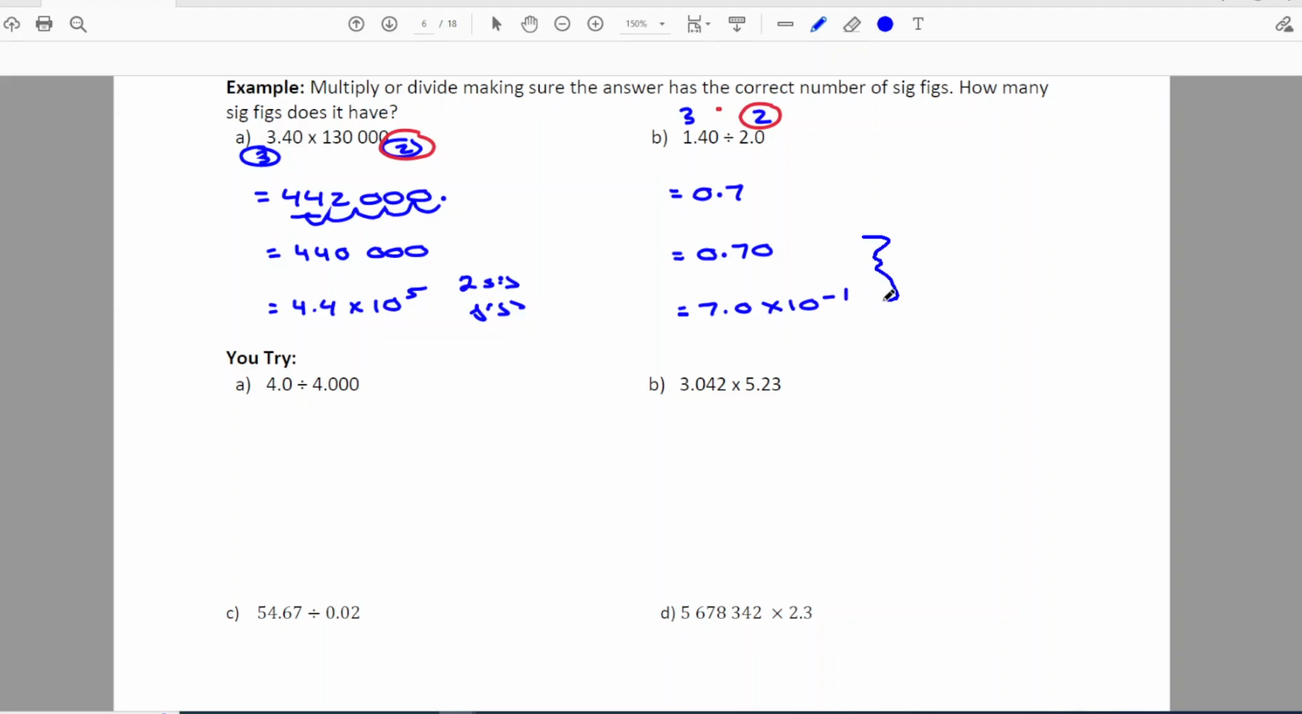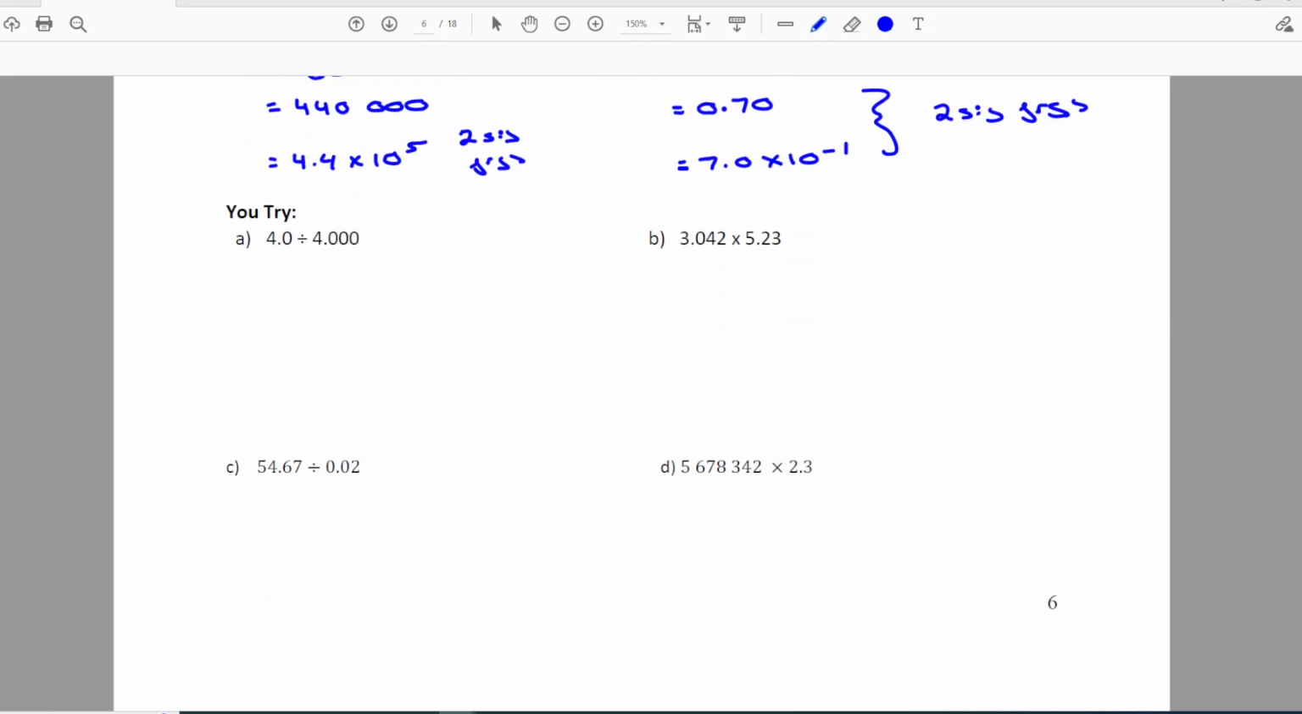So this would give me 2 significant figures. Does that make sense? Hopefully. Try these 4. If you're not ready to just try, you can stay with me, but at some point it'd be good to pause the video.